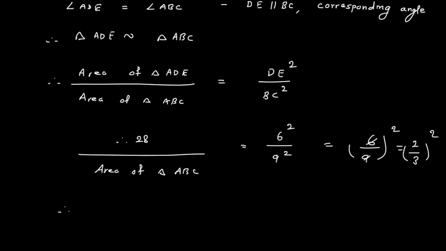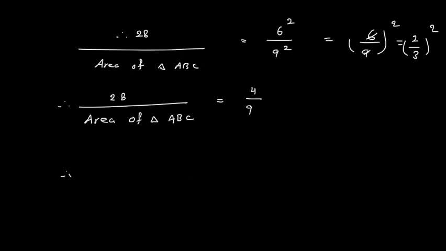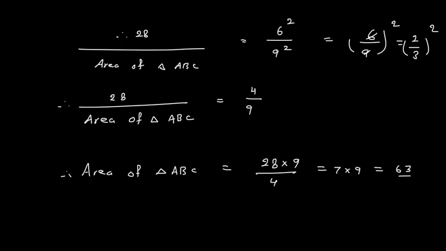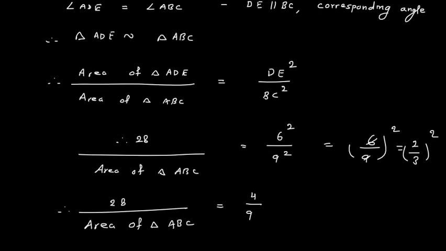So therefore 2 upon 3 the whole square is 4 upon 9, so 28 divided by area of triangle ABC is equal to 4 upon 9. Therefore area of triangle ABC is equal to 28 into 9 upon 4. 4 7s are 28, so 7 into 9 is 63. So area of triangle ABC is 63.